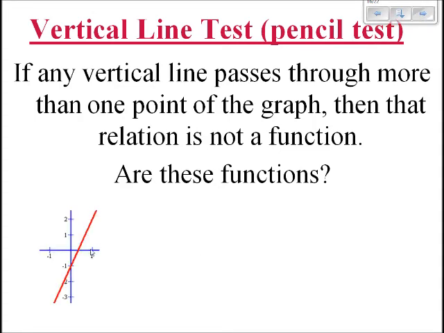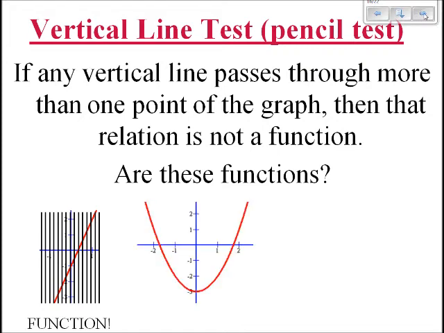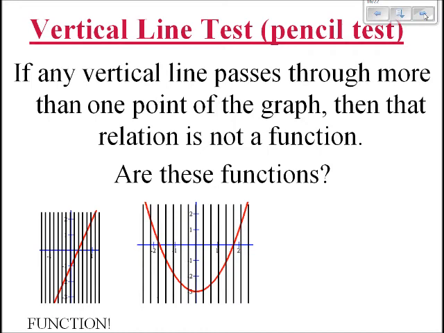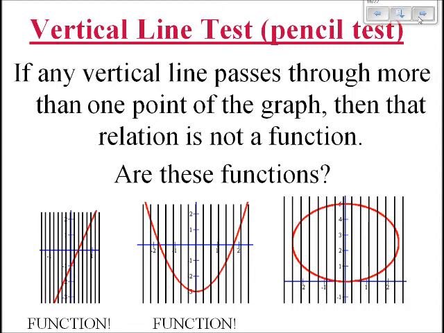So obviously anywhere I draw a vertical line here, it's only going to hit my graph in one place. That's a function. The next one, a parabola. Yes, that's a function because anywhere I make a vertical line, it's only going to hit my graph in one place. The circle, unfortunately, is not a function, okay, because you can see many of these vertical lines go through our graph in more than one spot. So it is not a function.